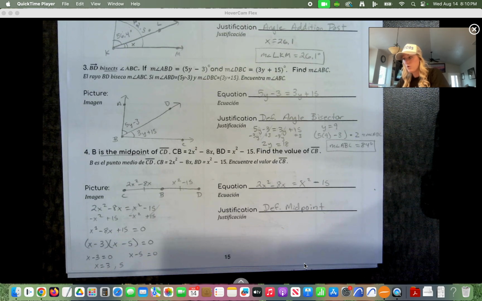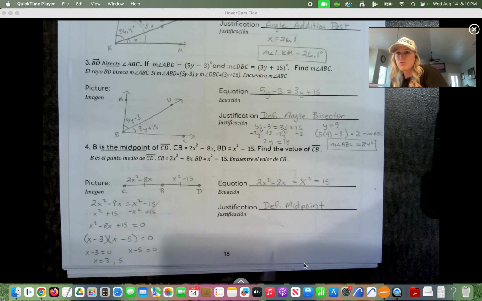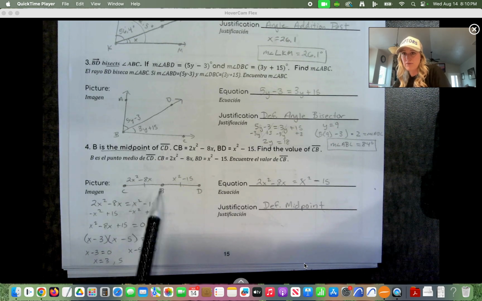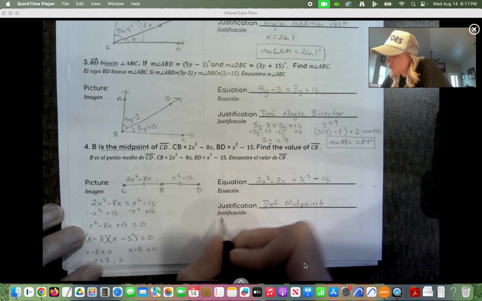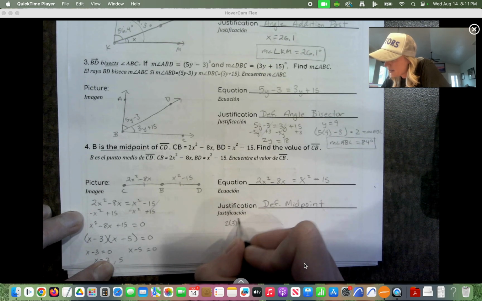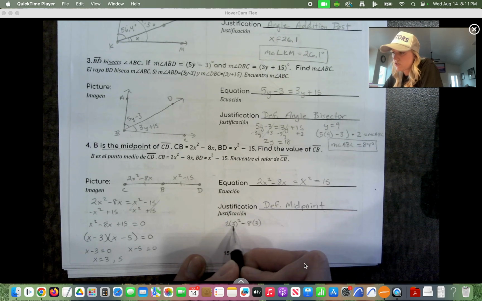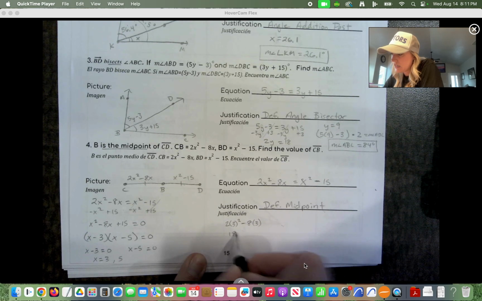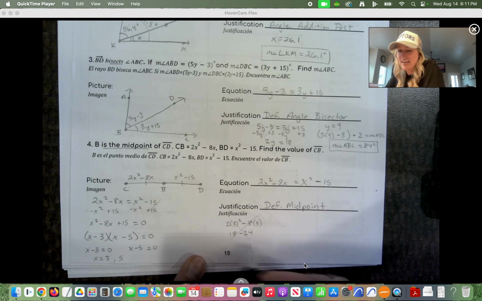Okay, so this asks us to find CB. We are going to plug both of these in. If one of them gives us a negative number, that doesn't really make sense for a segment, right? Because we're actually talking about a length or a distance. It's not possible to have something negative. So we're going to check both of these by plugging both in. I'm going to try 3 first. So I've got 2 times 3 squared minus 8 times 3. I'm going to do the exponent first. So 9, 9 times 2 is 18. 8 times 3 is 24. So this one is not going to work because I'm going to get a negative number.